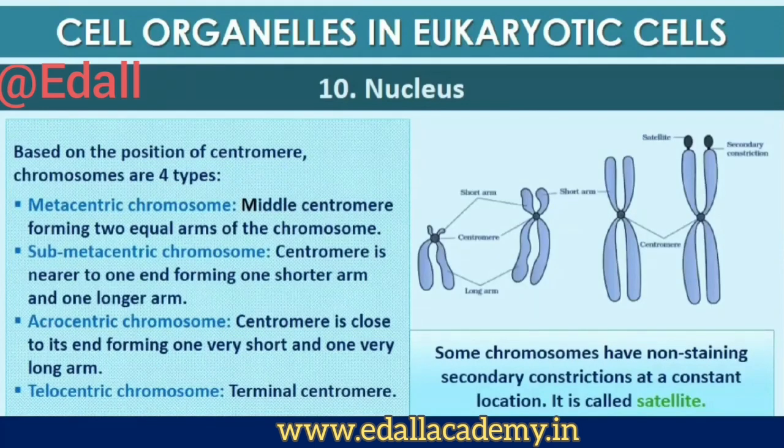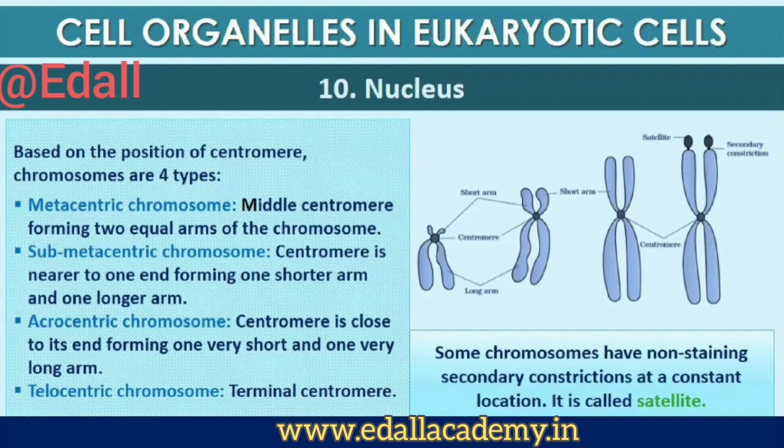The metacentric chromosome has a middle centromere forming 2 equal arms of the chromosome. The submetacentric chromosome has the centromere slightly away from the middle of the chromosome, resulting in one shorter arm and one longer arm. In case of an acrocentric chromosome, the centromere is situated close to its end, forming one extremely short and one very long arm, whereas the telocentric chromosome has a terminal centromere.